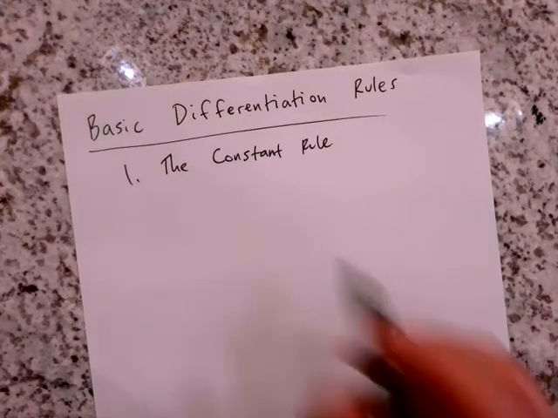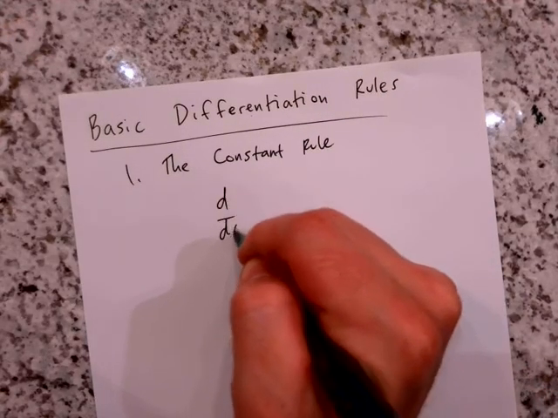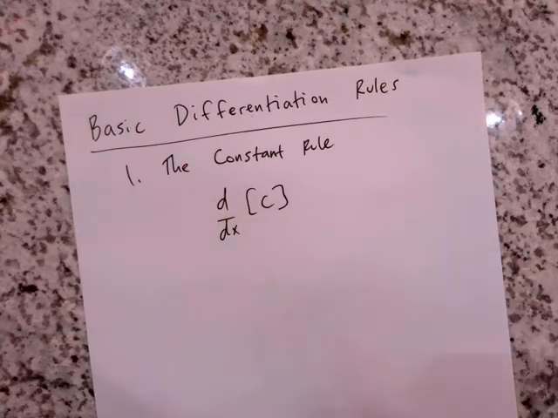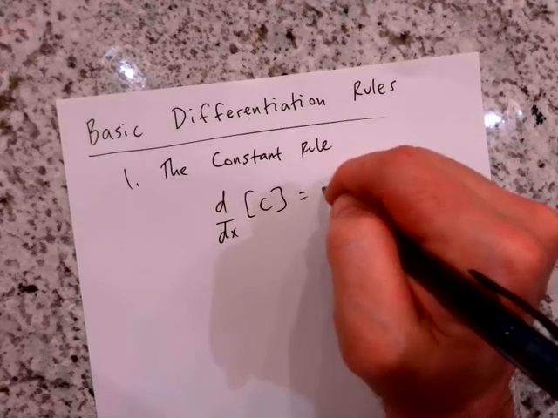So the constant rule says if you take the derivative with respect to x of c, where c is some constant, it gives you 0.